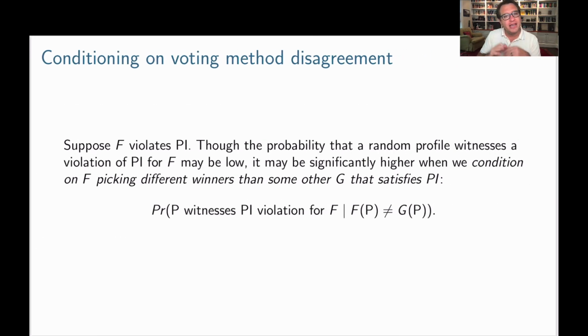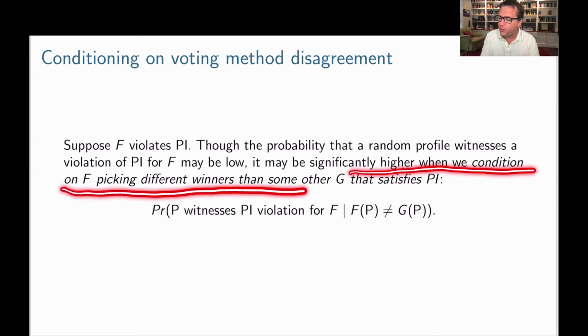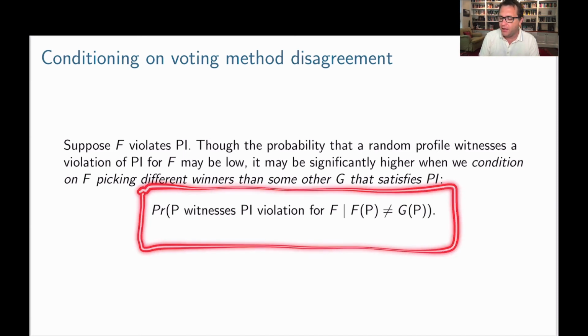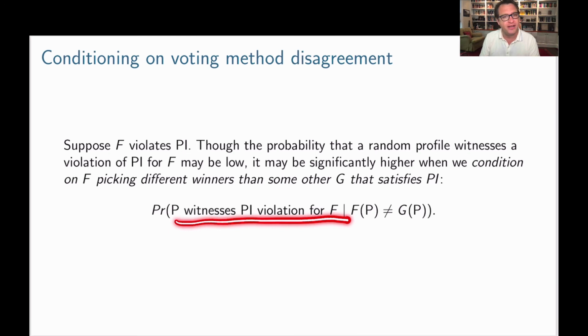So here's the first idea, to condition on voting method disagreement. Now, suppose that voting method F violates positive involvement. And as we said, the frequency of violations for this voting method F might be quite low. However, it might be significantly higher when we condition on F picking different winners than some other voting method G that satisfies positive involvement. So what we want to do is pick some voting method that satisfies positive involvement, split cycle, Borda, instant runoff, and we want to consider this conditional probability. The probability that P witnesses a PI violation for F conditional on the fact that F and G give different answers on the profile P.